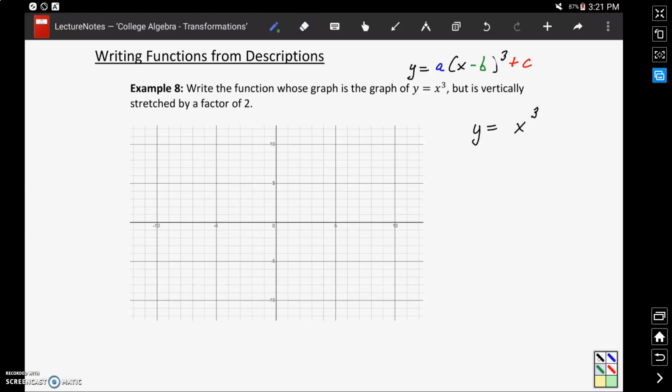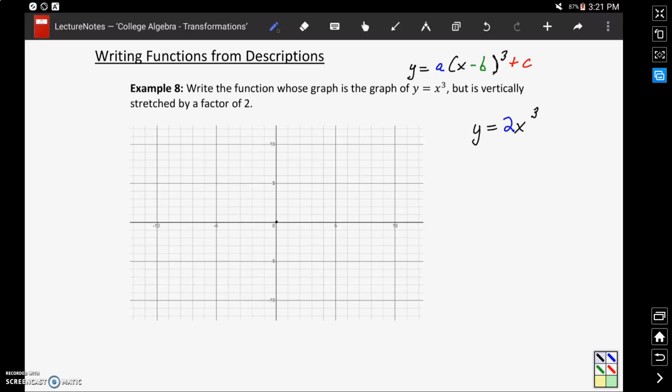What we want to do is identify, again, those values for a, b, and c that would relate to this given transformation. So if we have a vertical stretch being applied, then what we would want to do is plug in a value for a, and if the factor for that stretch is 2, then our given function would be y equals 2x cubed.